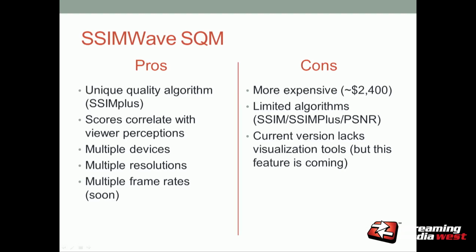You can have a 1080p source file, and then you can test 640 by 360, 720p, a number of different resolutions, and get scores from that same source file. And soon they'll have multiple frame rates. So if you want to check what's better, 640 by 360 at 15 frames per second or 10 frames per second, you can do that kind of comparison. It's a more expensive tool. It's only got 3 algorithms instead of all the ones that the Moscow University tool has. And again, the current version lacks visualization tools, but those features are coming.